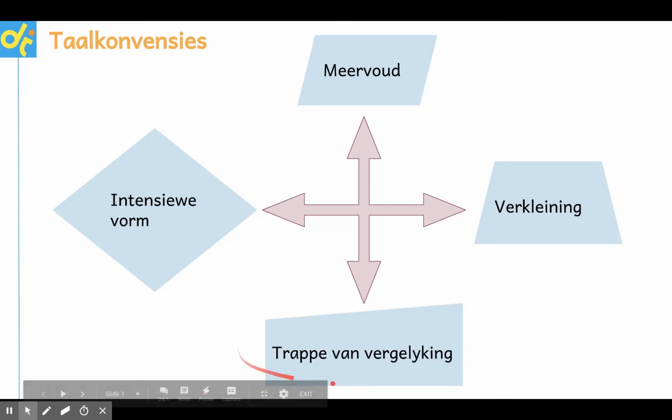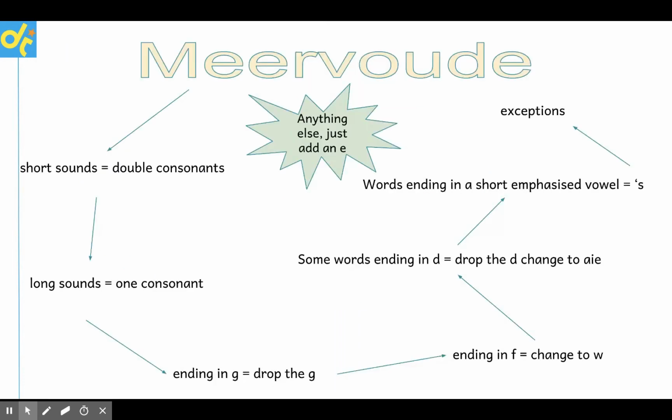Degrees of comparison, trappe van vergelijking. Same as in English. Big, bigger, biggest. We use adjectives in these situations. And then intensive forms, when we intensify a color, a feeling, an adjective again: grasgroen, very green, potblauw, very blue, etc. Let's see. Meervoude, we are looking at starting at the top here, we have short sounds.